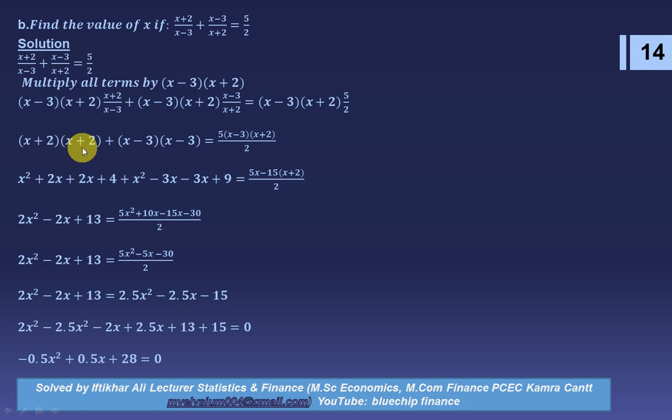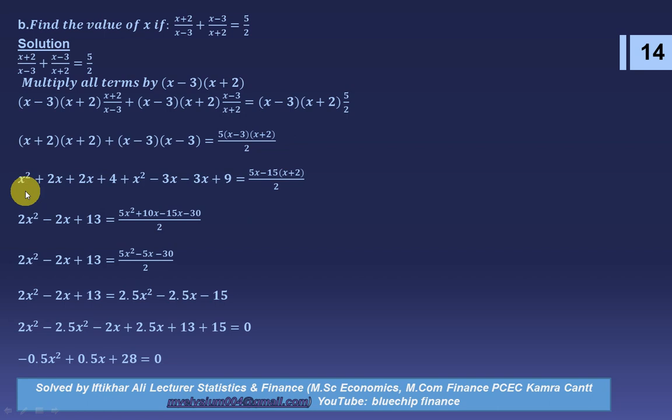This one, x plus 2 multiplied with x plus 2, will be equal to x square plus 2x plus 2x plus 4, as you are seeing here. And this one will be equal to x square minus 3x minus 3x plus 9, equal to (5x minus 15) multiplied by (x plus 2) divided by 2. And finally we will solve it again.